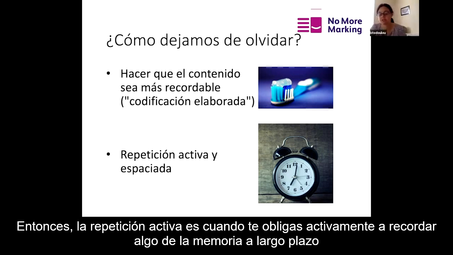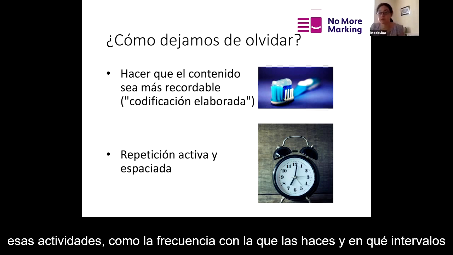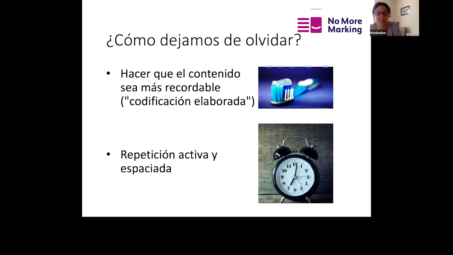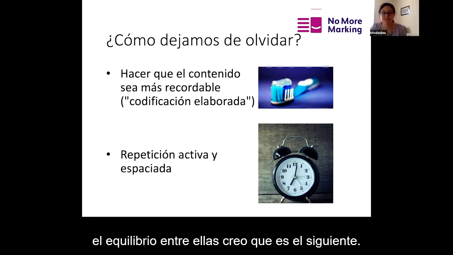So active repetition is when you actively force yourself to recall something from long-term memory, and spaced repetition is just about how you space out those activities, like how frequently you're doing it and at what intervals. And these are two really effective ways of improving memory. And I've got a little analogy here, which I want to share with you, is that the balance between them, I think, is as follows.